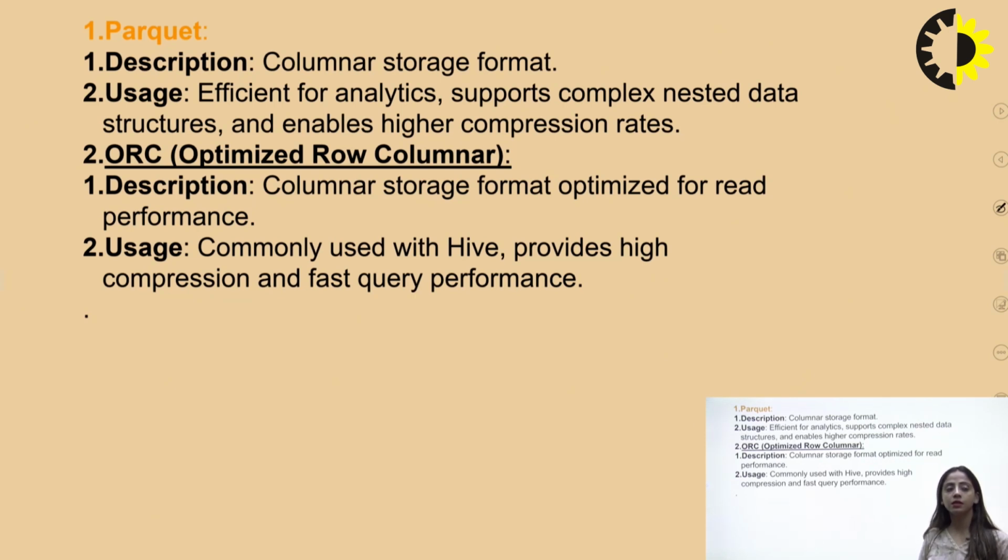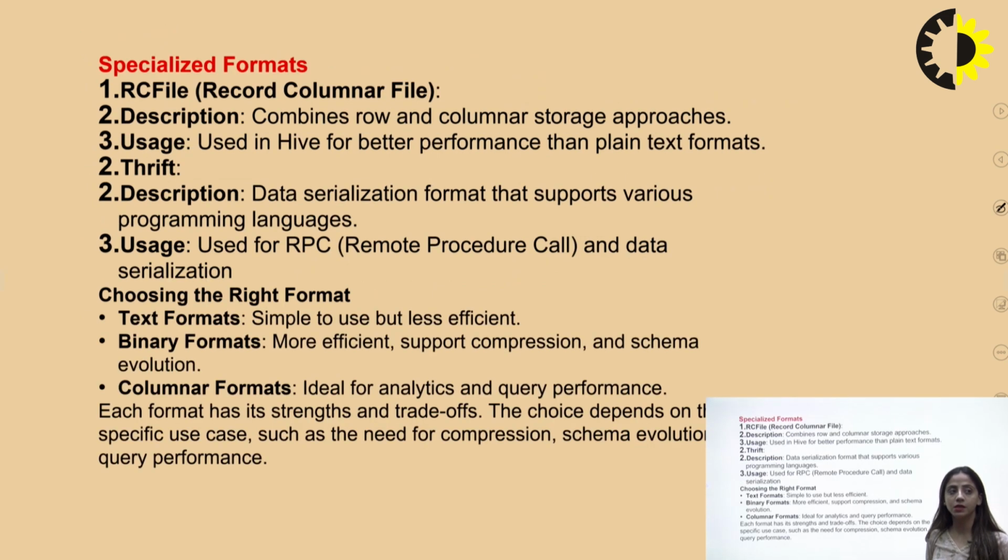Now Parquet is a columnar storage format. Usage is efficient for analytics, supports complex nested data structures and enables higher compression rates. ORC is optimized row columnar. Description of ORC is that it is a columnar storage format optimized for read performance. Usage is that it is commonly used for Hive, provides high compression and fast query performance.